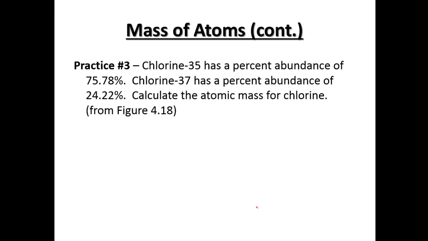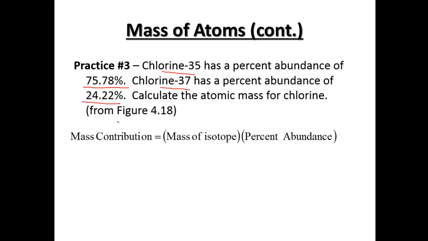Now, to practice this idea, it says chlorine-35 has a percent abundance of 75.78%. And in this test, chlorine-37, a heavier isotope of chlorine, has an abundance of 24.22%. Calculate the atomic mass for chlorine. So we're going to start out your equation. The mass contribution is equal to the mass of the isotope times the percent abundance, plus, and we continue that equation going for each part.